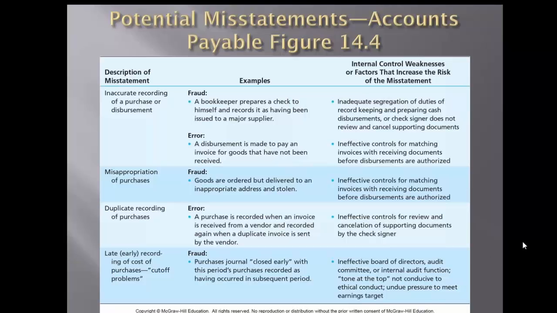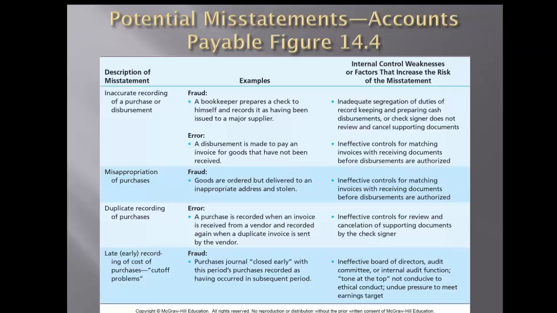Okay, so what we have here is, as an example, and we're not going to go through this completely, the inaccurate recording of a purchase or disbursement. A bookkeeper prepares a check to himself and records it as having been issued to a major supplier. Well, this is obviously a segregation of duties issue. The bookkeeper really should not have control over two processes. So in this case, he or she is controlling both the approval and the check distribution.